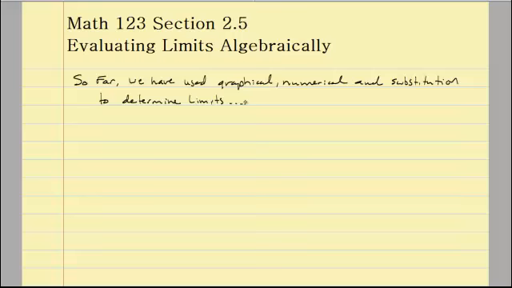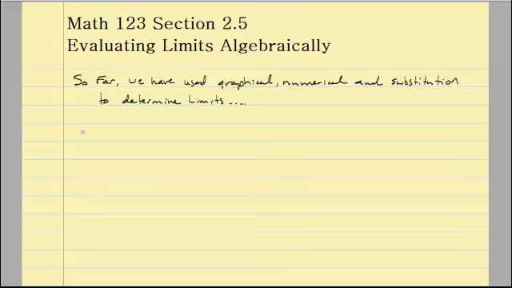Now, substitution you might not remember because basically substitution means just plugging in a number and seeing what we get out. Now, if we get out something that's reasonable like a constant, I'm done. If I get out something unreasonable like infinity or 0 in the denominator, it means I need to look further into it. But so far, we've used these three approaches.